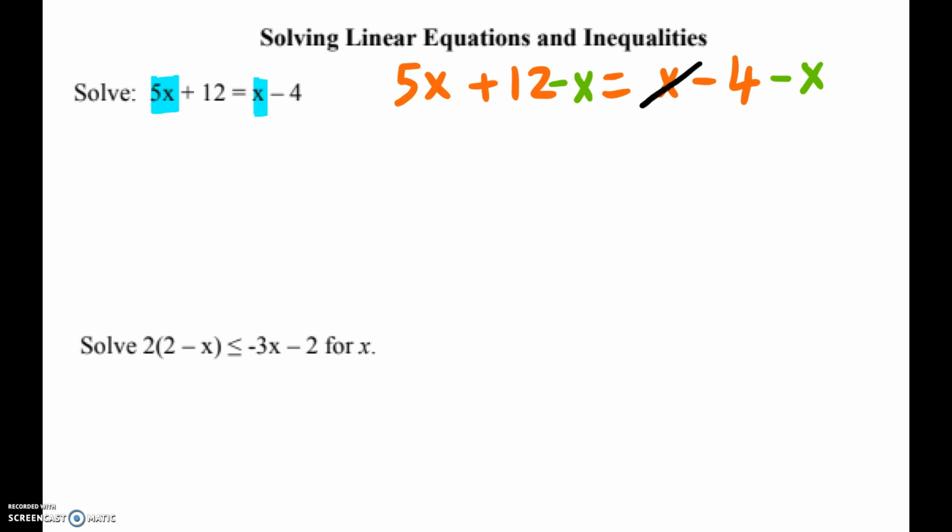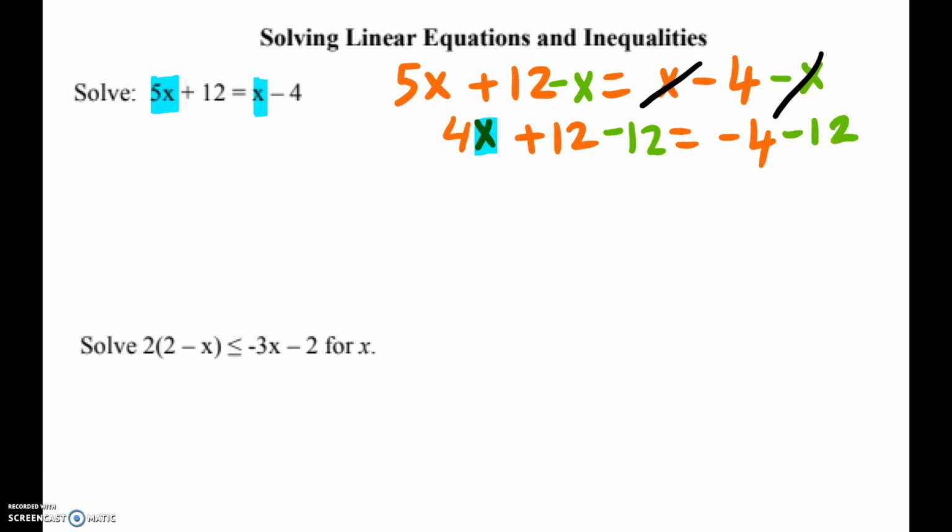Now I created a 0 here, right? And on the left I have 5x minus x, 4x plus 12. On the right I only have negative 4. Alright, so remember, you're looking for x. We need to leave x alone. We need to isolate x. I can get rid of this 12 by subtracting 12 from both sides. If you do that, you can get rid of this. This is 0. 12 minus 12 is 0.